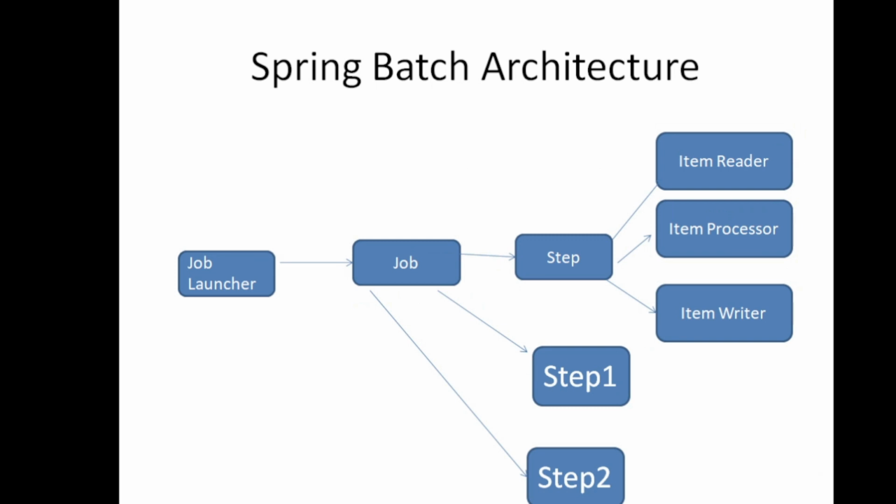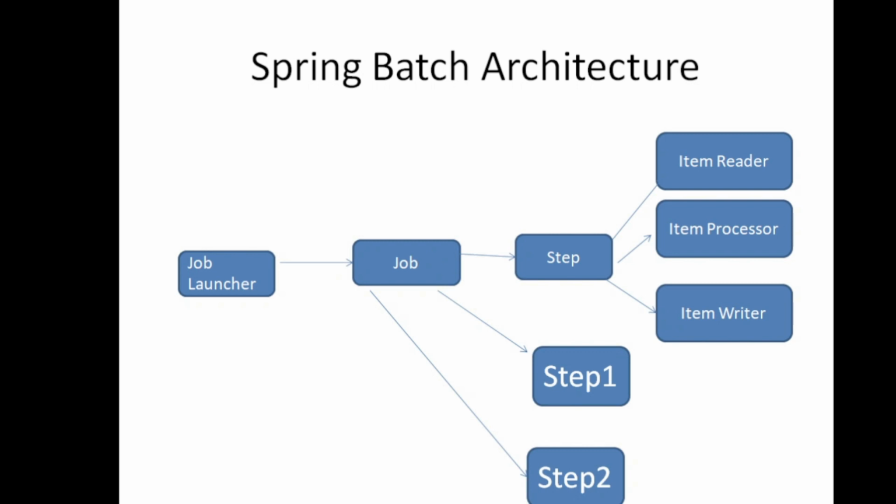So here there will be something called a job launcher. The job launcher is going to launch the job, and each job can have multiple steps. As you can see here, each job can have multiple steps, and each step is again going to have three parts. What are they? Item reader, processor, and writer.